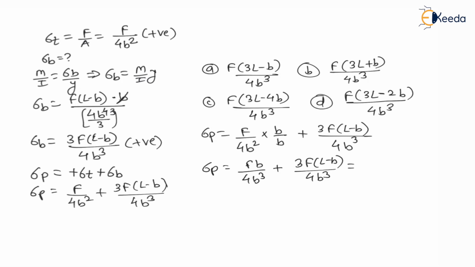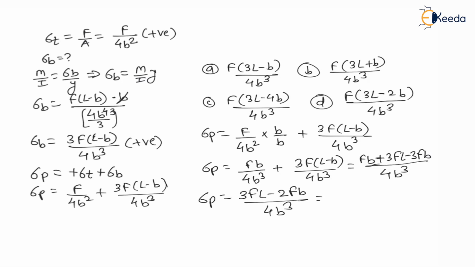Now write down the common denominator and multiply 3F separately for L and minus b. Therefore Fb plus 3FL minus 3Fb divided by 4b cube. Therefore stress at point P is equal to Fb minus 3Fb, this will become minus 2Fb. Therefore 3FL minus 2Fb divided by 4b cube. Now consider F as common. Therefore F(3L minus 2b) divided by 4b cube.